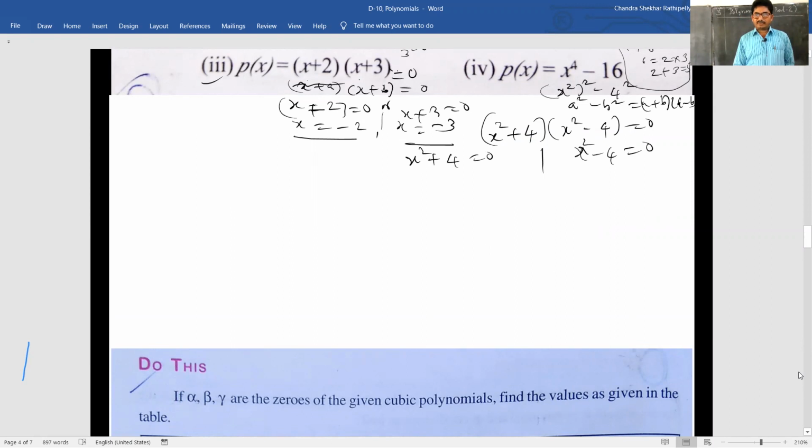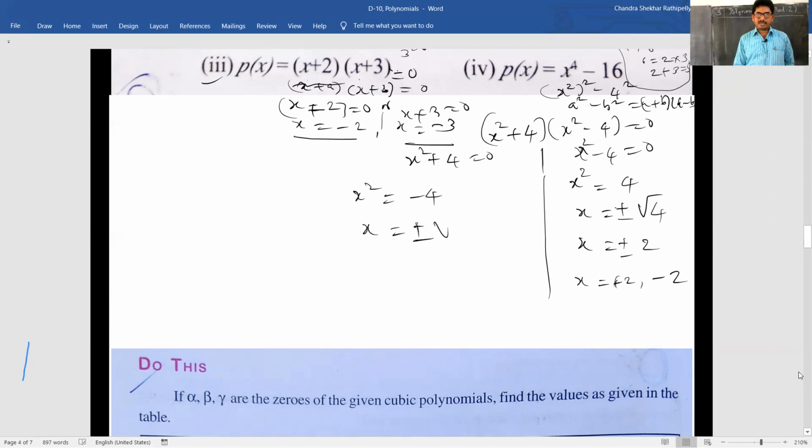We can complete this easily. x square is equal to plus 4. x is equal to plus or minus under root of 4. x is equal to plus or minus 2. So x is equal to plus 2, minus 2. Here we have 2. So here x square is equal to minus 4. x is equal to plus or minus under root of minus 4.